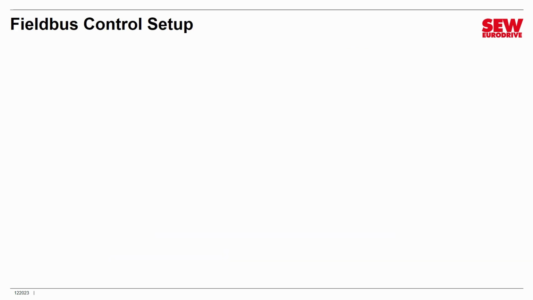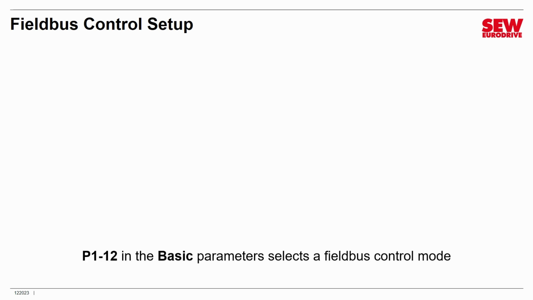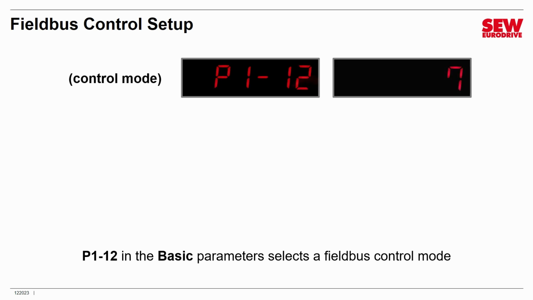Of course, you do have to do some setup on the VFD, so everything works correctly, but it's relatively simple. First of all, you need to go to parameter 1-12 in the basic parameters and select a Fieldbus control mode. Of course, you're very familiar with this parameter. We've used it on many occasions to set things up, such as keypad control mode or terminal control mode.